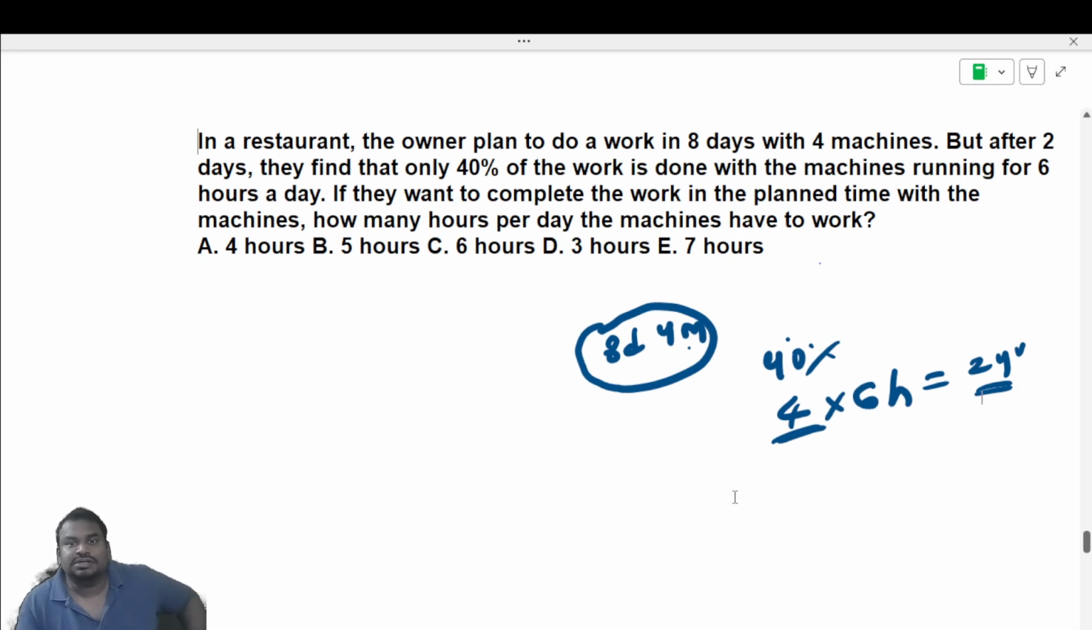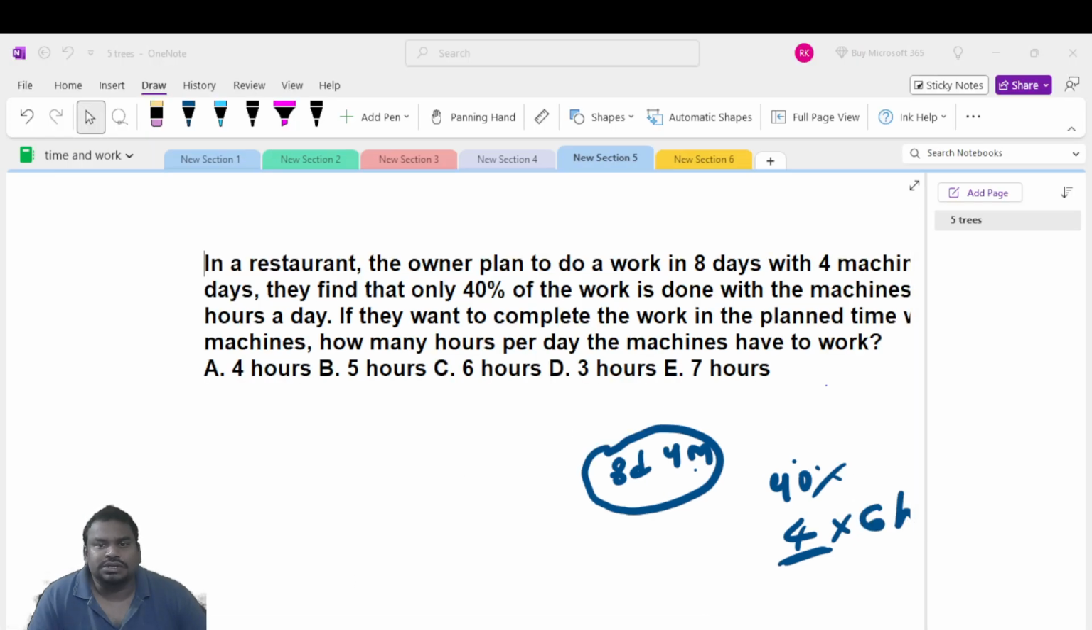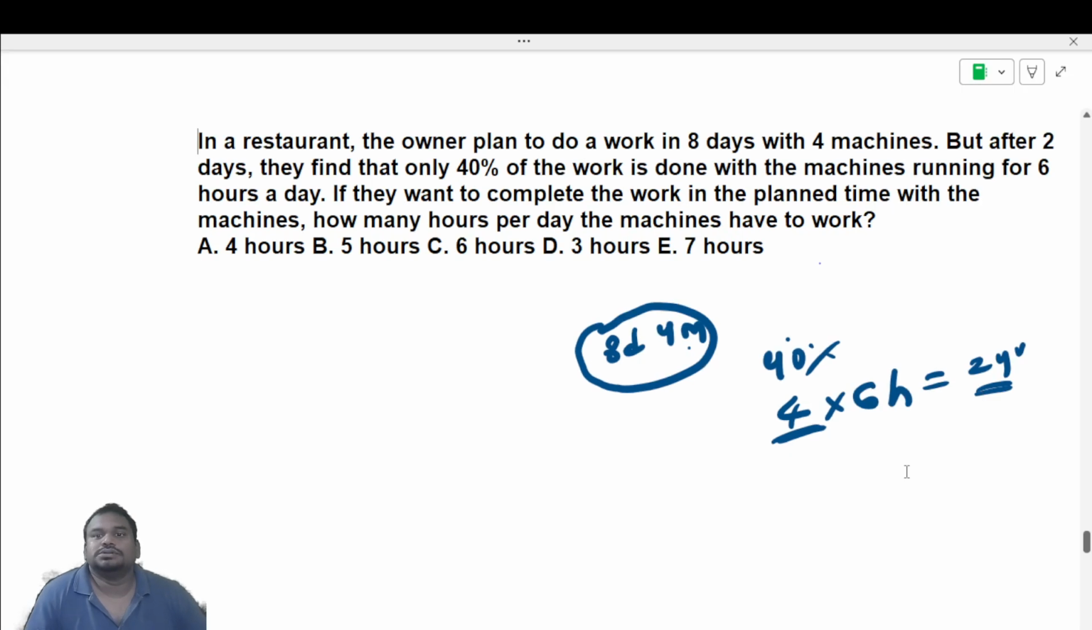How many hours per day do the machines have to work in the planned time with the machines? How many machines are there? Okay. So after 2 days, what happened? Only 40% of the work is done.